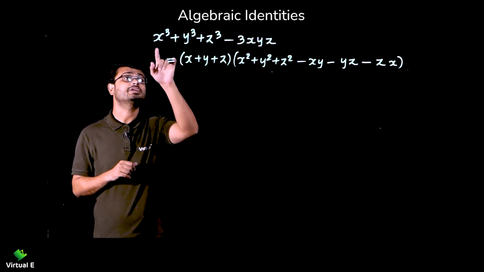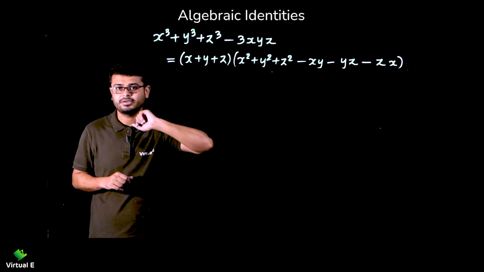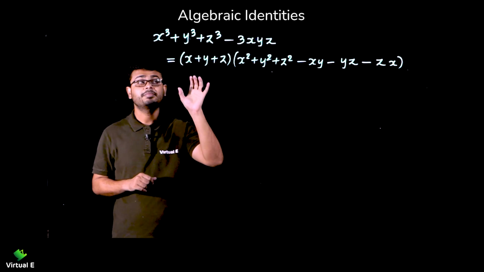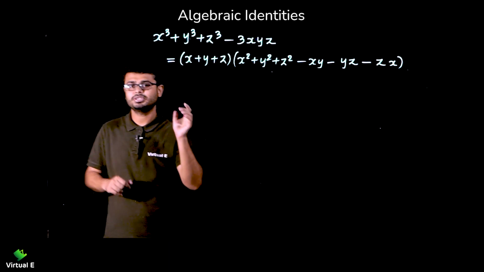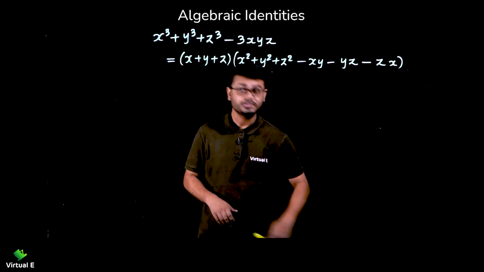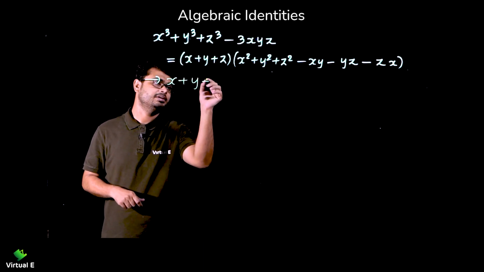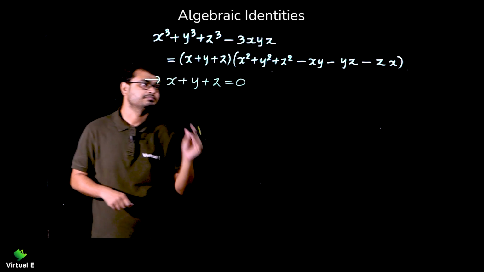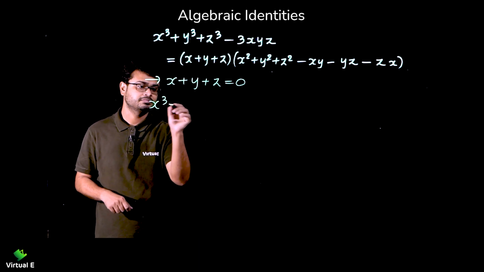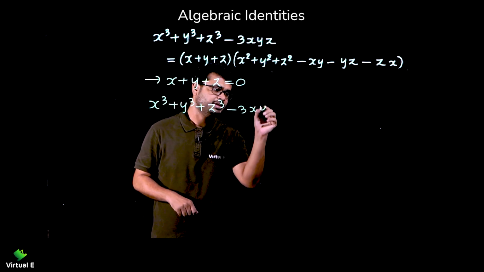The reason behind that is you can see x cube, y cube, z cube and 3xyz, both of these terms are present over here. And the third is also present over here, that is x plus y plus z. So keep in mind, whenever something like this is given in an examination or in an exercise, use this identity. So let's start. First of all, let's mention that x plus y plus z is equal to 0. We need to mention that. Now let's apply this. Okay, so here we have x cube plus y cube plus z cube minus 3xyz.